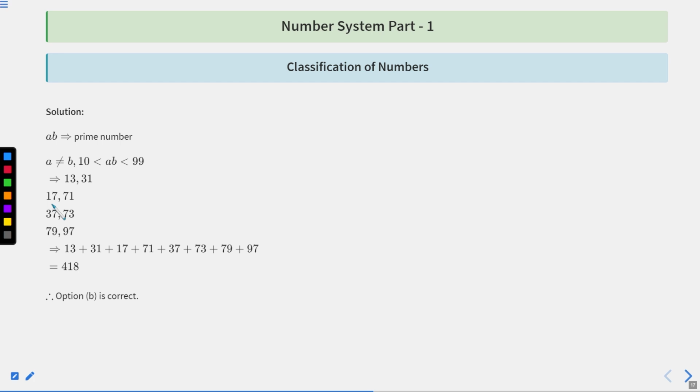17 and 71. Yes, they are prime numbers. 37 and 73. Yes, they are prime numbers. 79 is a prime number. 97 is also a prime number.